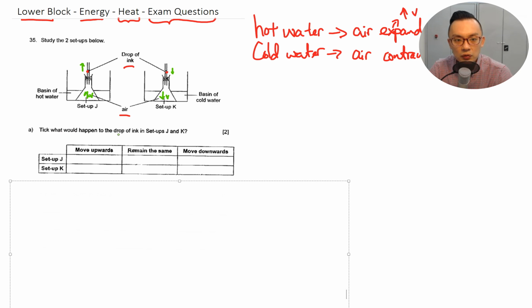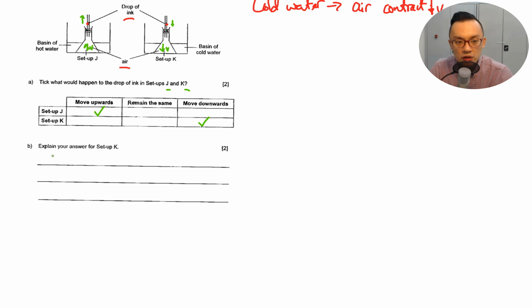Take what would happen to the drop of ink in setups J and K. Setup J would go upwards. Setup K would go downwards, and nothing would remain the same. The second part of the question is explain your answer. And this is a very common two-part question, A and B. The first one is to state your observations. What do you actually see with your eyes? You see this thing go up, or you see this thing go down, or the drop of ink go left or right, whatever. The key thing is, what do you observe? What do you see with your eyes?